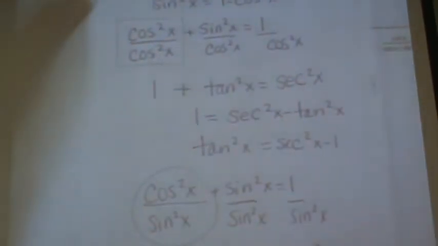So let's look again at our identities. What could I rewrite secant squared as? Look at these identities right here. What is secant squared x equal to? 1 plus tangent squared. So now secant squared is 1 plus tangent squared. That's your answer.